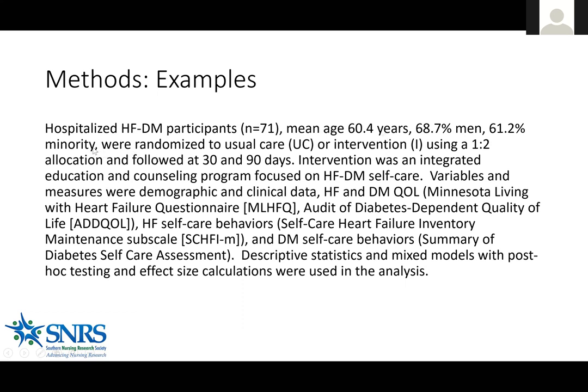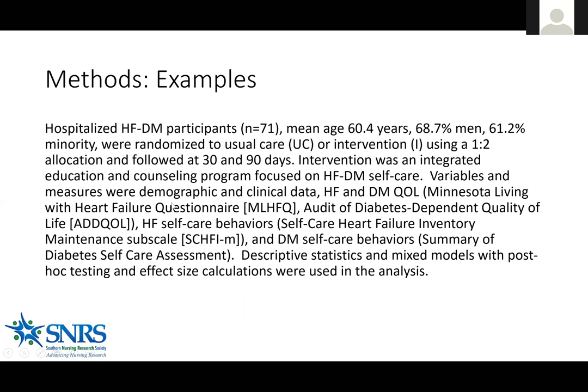This can sometimes be in the results. It just really depends on how many characters you have and where it fits with a better flow. So these participants were randomized to either a usual care or an intervention. They were allocated in a 1-to-2 ratio, and they were followed for 30 and 90 days. The intervention, you have to describe what that was. It was an integrated education and counseling program focused on self-care that integrates heart failure and diabetes management.